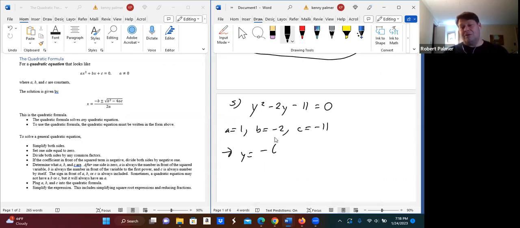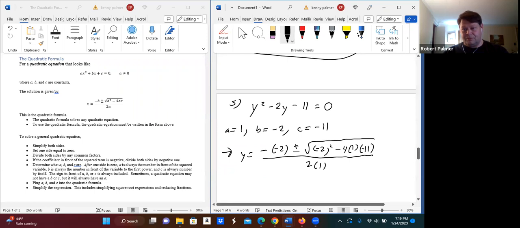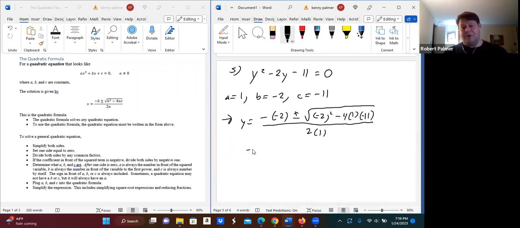y is equal to a negative b, and of course our b is -2, plus or minus the square root of -2 squared. Then minus 4 times a, which is 1, times c, which is -11. And everything is over 2 times 1. Okay, once again, simplify. So it becomes a positive 2 plus or minus the square root, and then -2 squared is positive 4. Then this is going to be positive because negative times negative is positive, plus 4 times 1 times 11 is 44.